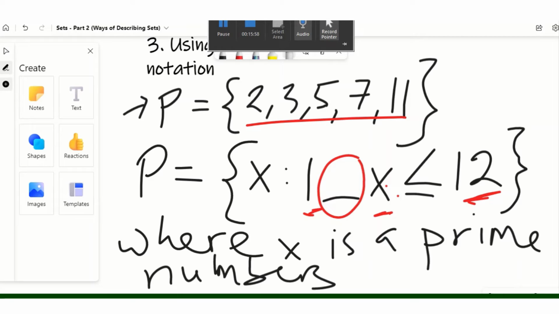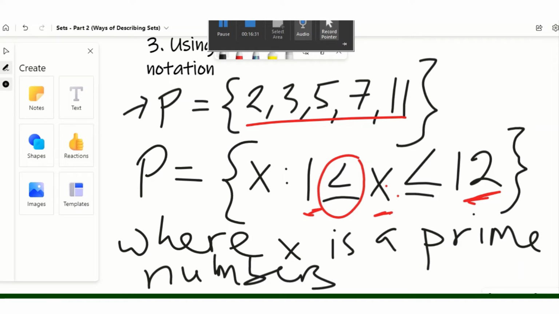So x is greater than 1 or equal to 1. That's what the sign means. And here we have x is less than 12 or equal to 12.